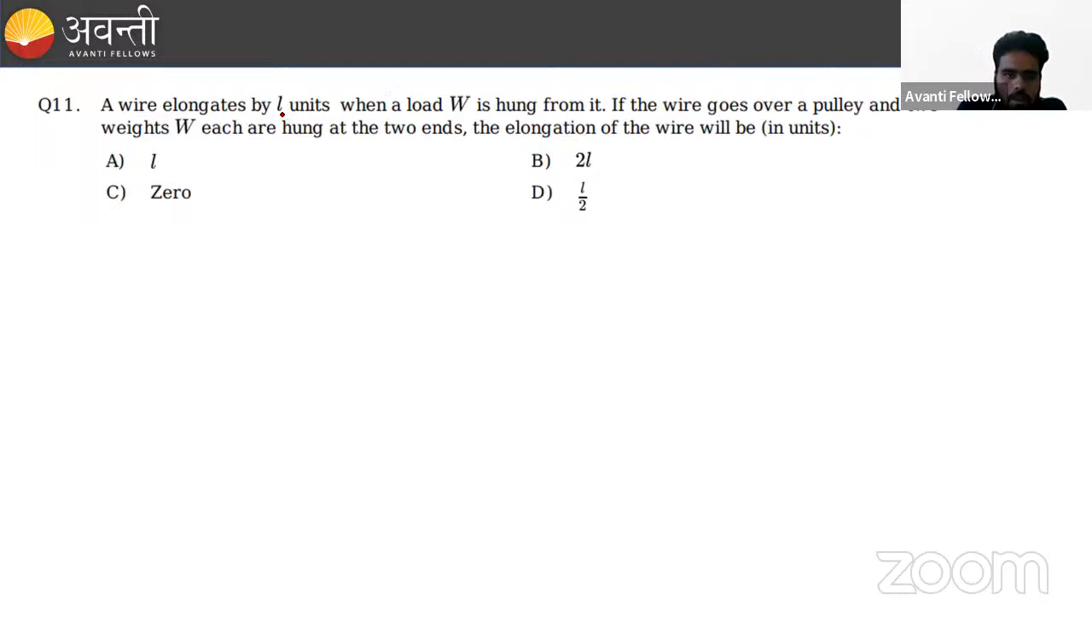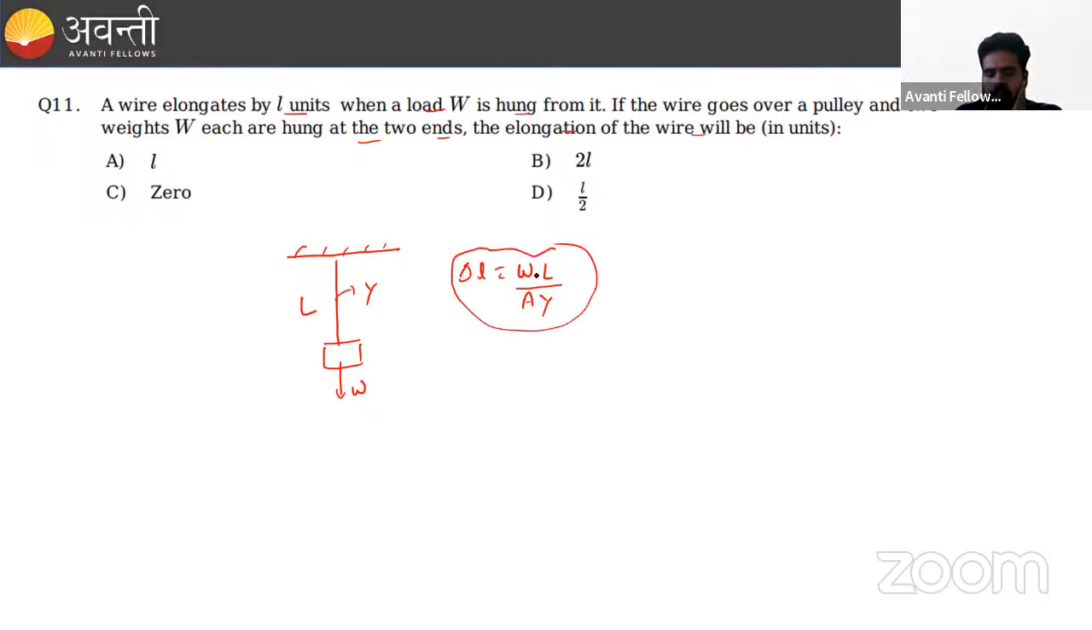A wire is elongated by L units when a load W is hung from it. The wire then goes over a pulley and two weights W each are hung at its two ends. What will the elongation of the wire be? Firstly, suppose the wire is supported by a single wire, with the weight W hung here. If the material of the wire has modulus of elasticity Y and the original length of the wire is L, the elongation is WL upon AY. This is the formula of elongation: load into length upon AY.